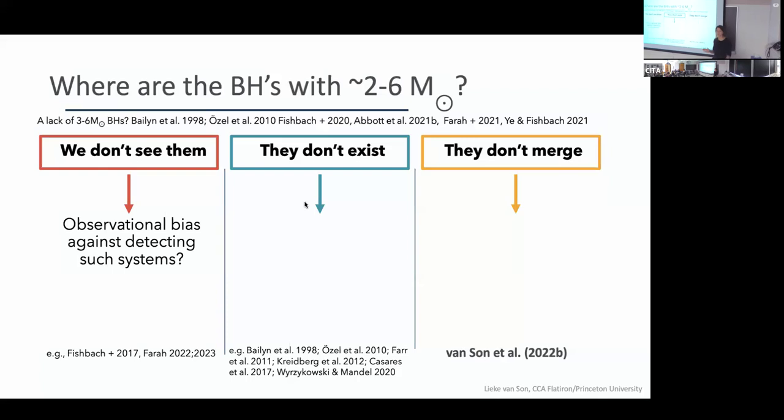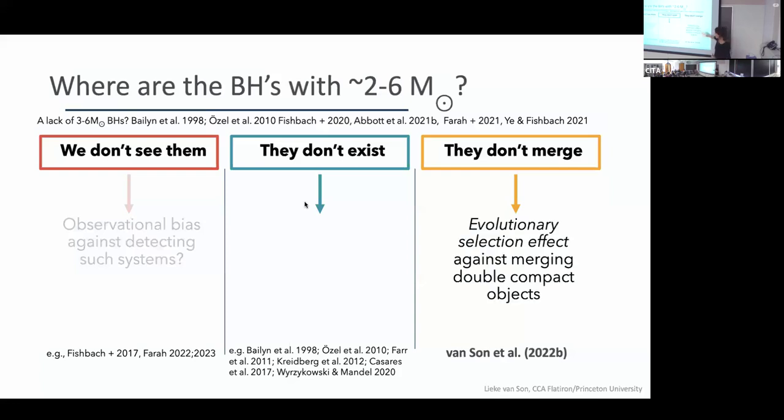Upcoming data will give us a much better update on this, but currently, let's just blow this one out and say, okay, let's assume it's really there. And the second option I'm going to talk about is what I've just been introducing you to. What if these black holes form with low masses, but they don't per se make it into merging binary black holes? So maybe there's an evolutionary bias why the formation channel doesn't want to form double compact objects with these low masses.